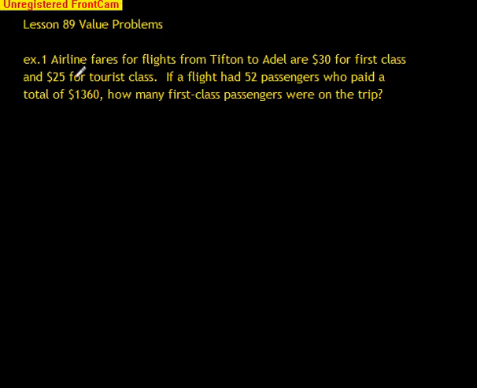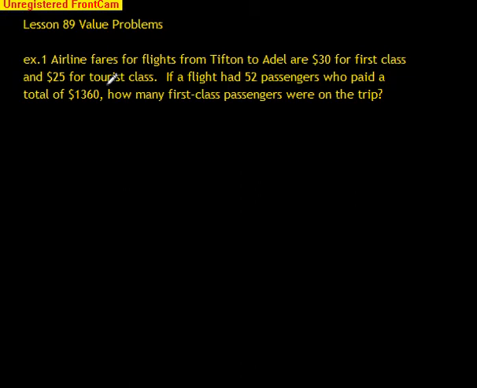It says, airline fares for flights from Tifton to Adel are $30 for first class and $25 for tourist class. If a flight had 52 passengers who paid a total of $1,360, how many first class passengers were on the trip? Well, that one sounds really complicated with nothing else.